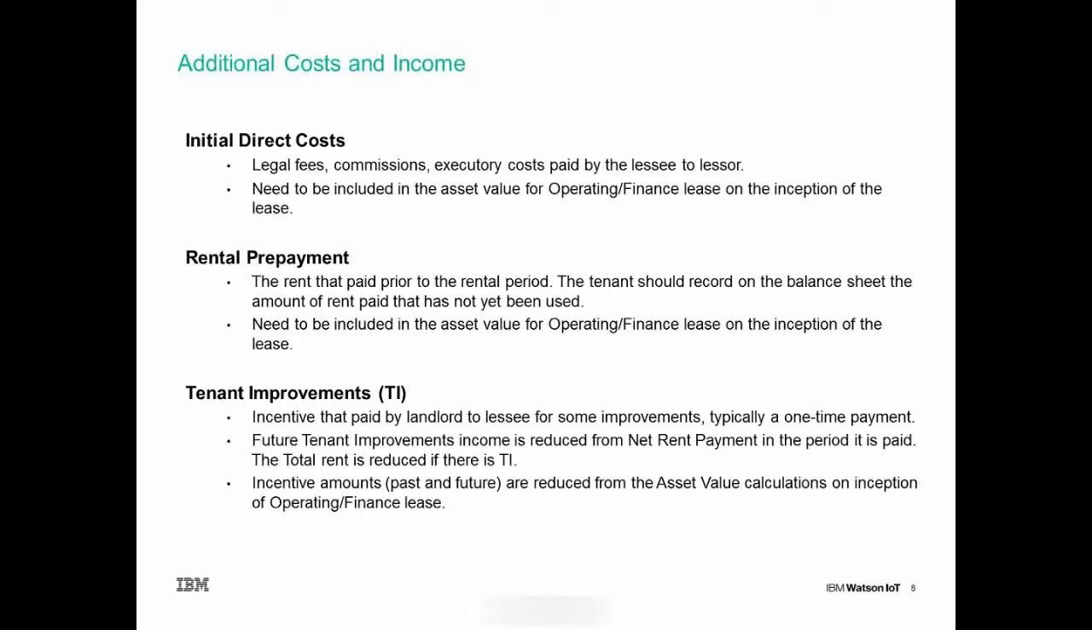The third one is the income. It's called the tenant improvement incentive. It's the incentive that's paid by the landlord to the lessee for some improvements. Typically, it's a one-time payment. Future tenant improvement income is reduced from the net rent payment in the period it is paid. The total rent overall will be reduced if there is any tenant improvement incentive.